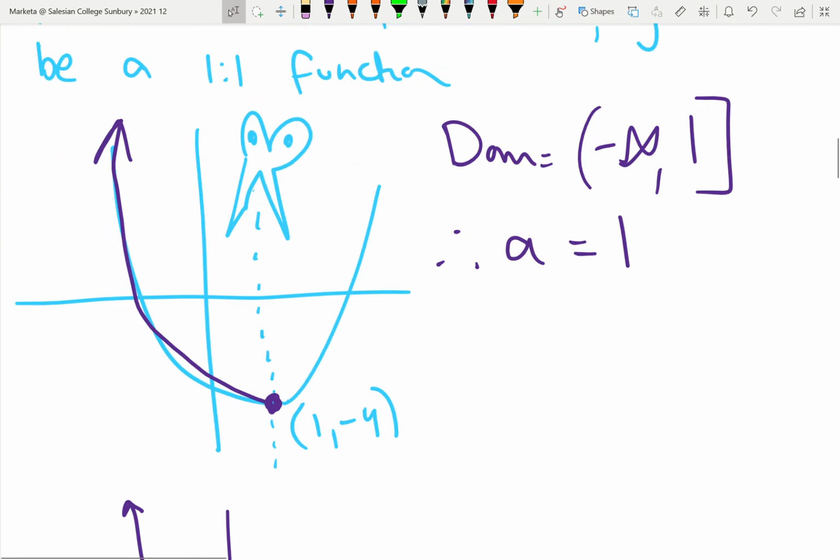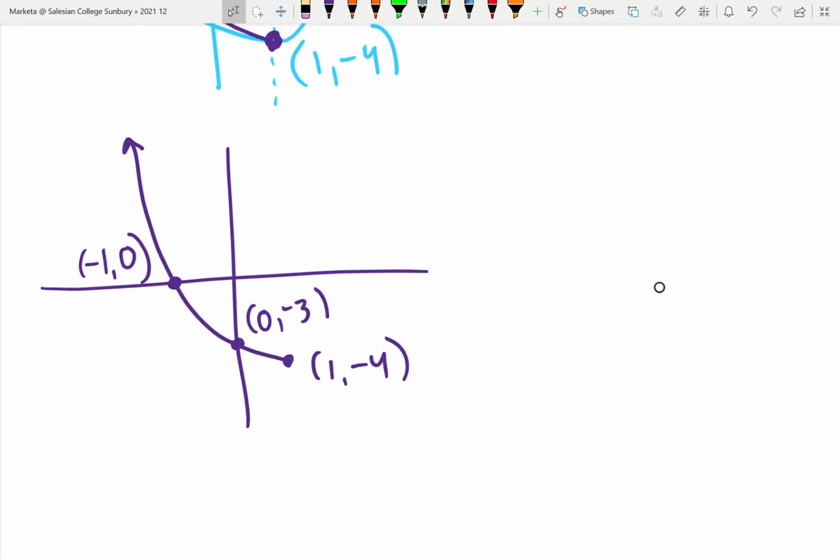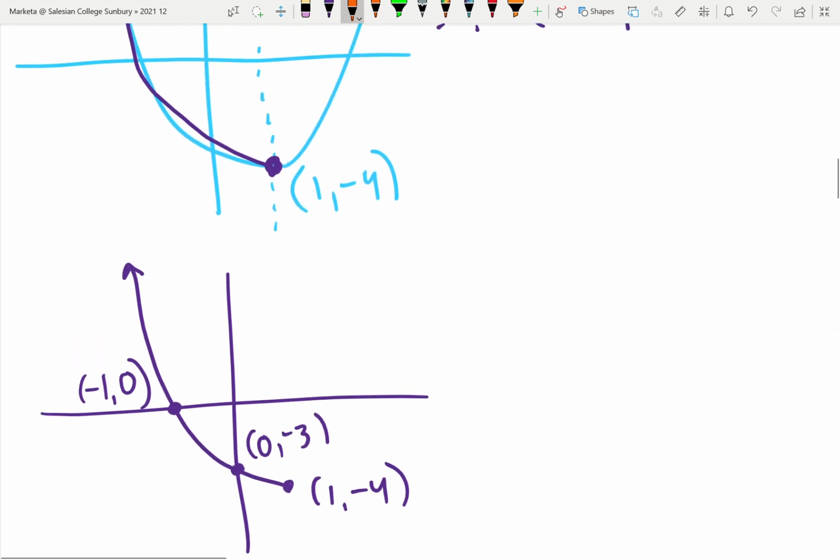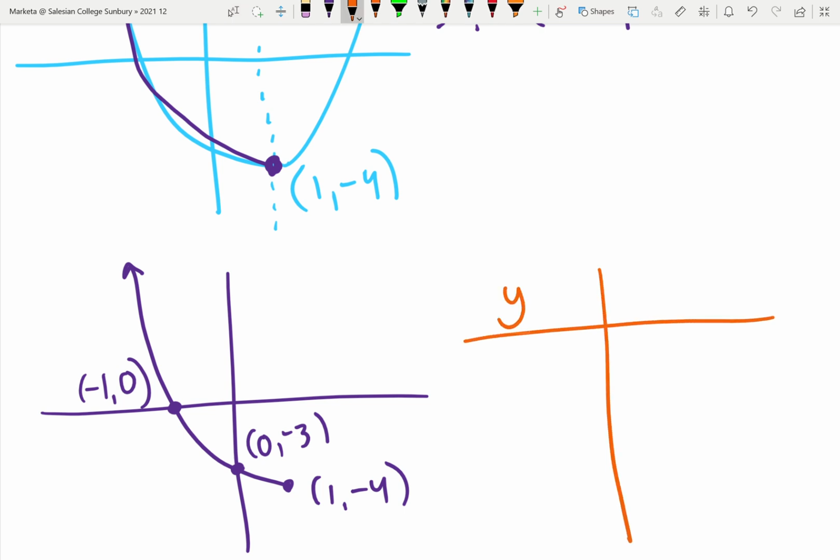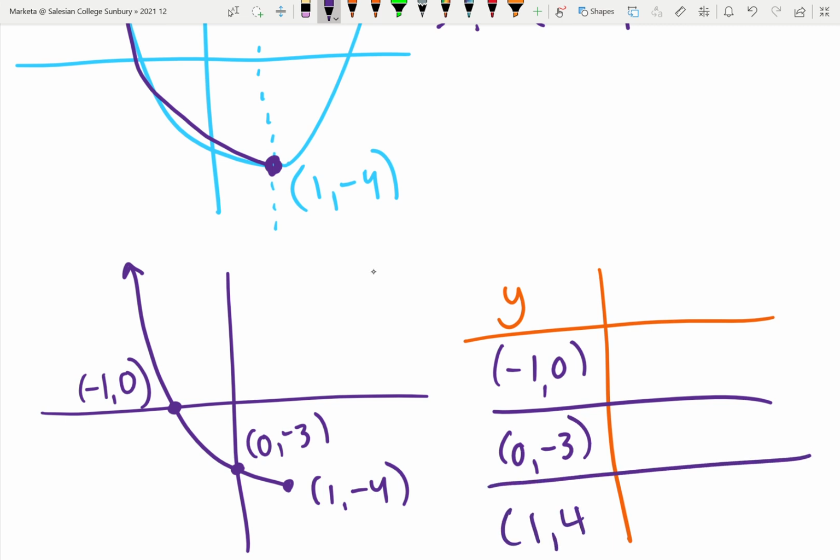So now they want us to do the inverse function on the same graph. And the point is that our inverse function is still going to have the opposite points. So our original y function has negative 1, 0, 0, negative 3, and 1, negative 4. And you don't need to write it again, you could just put them on. I just want to make it a bit clearer. And then the inverse is going to be 0, negative 1.